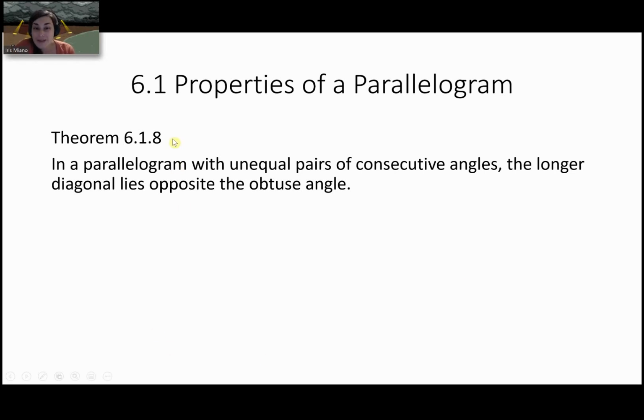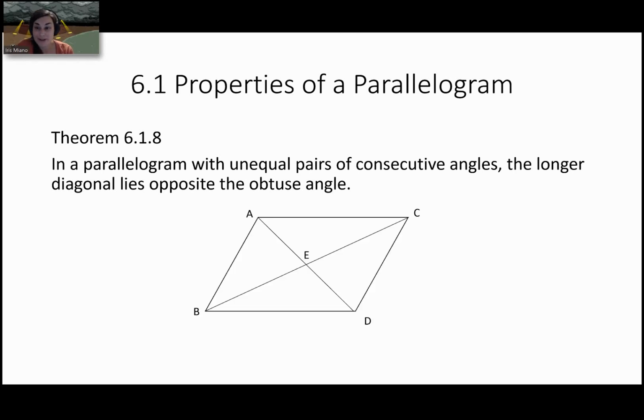Here's the eighth theorem in this first section here. Quite a lot of theorems in this one. It states that in a parallelogram with unequal pairs of consecutive angles, the longer diagonal lies opposite the obtuse angle. Okay, so a lot of words going on here. What is it actually saying? Let's go ahead and give ourselves generic parallelogram ABDC again. I have both of the diagonals drawn with the intersection point E presented.